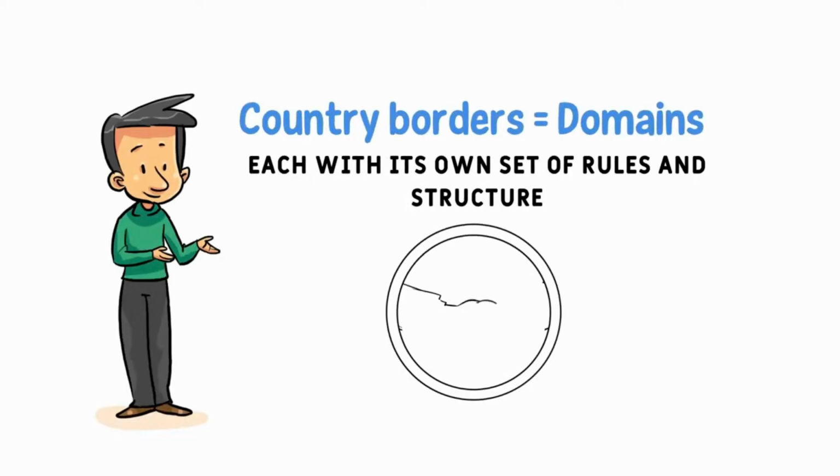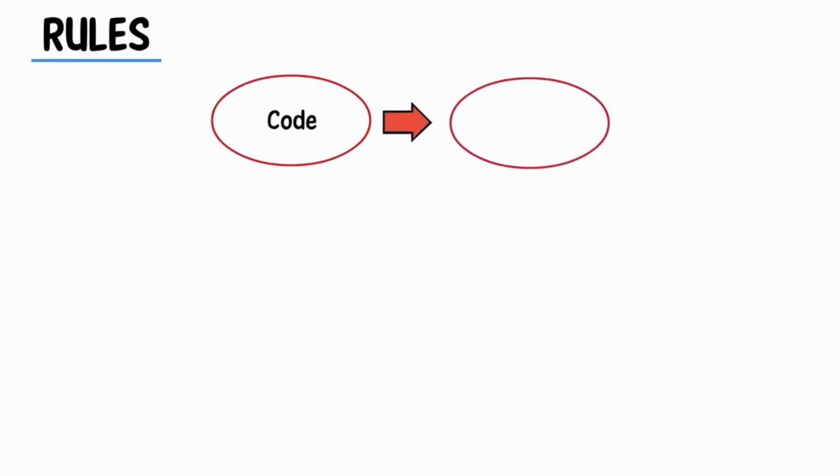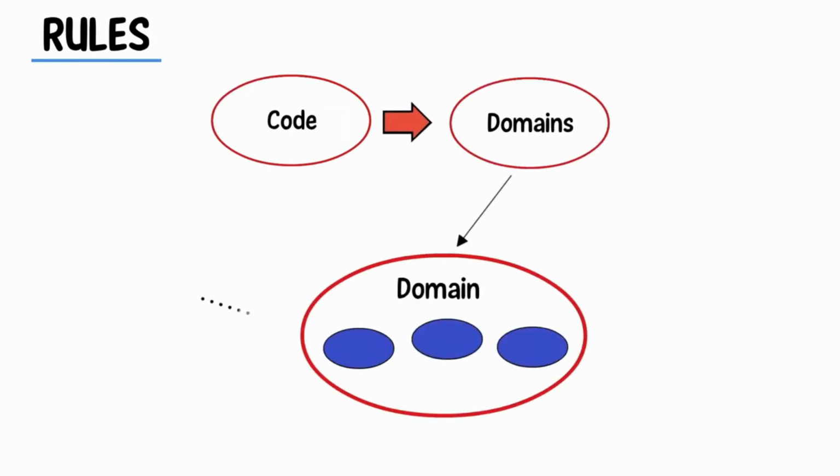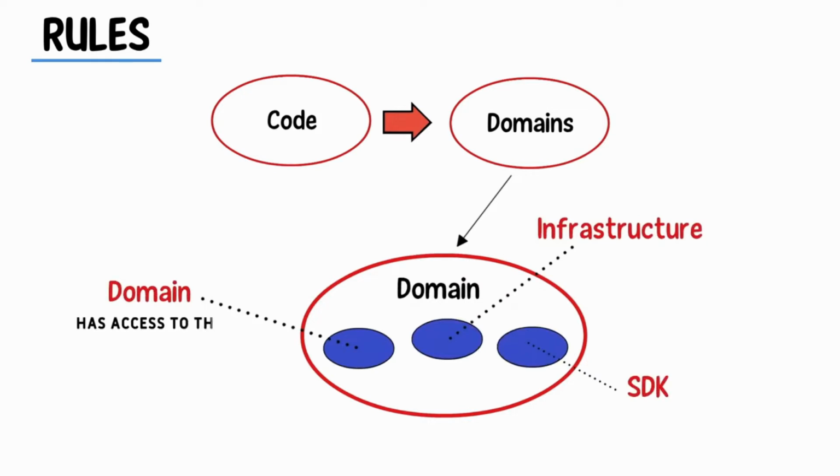The border is made of a facade that allows communication between the two countries. Rules. We break down the parts of the code related to a given topic, and these parts are domains. We split the domain, infrastructure and SDK parts within the domain. The domain has access to the domain, infrastructure and SDK.